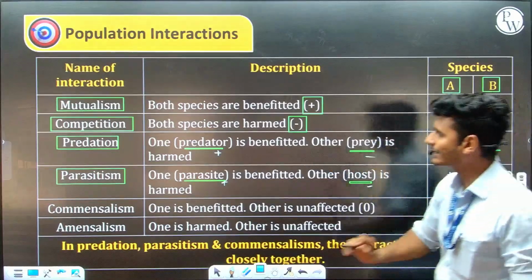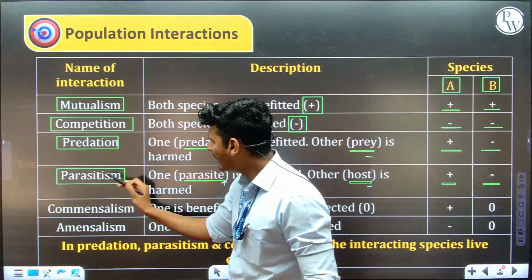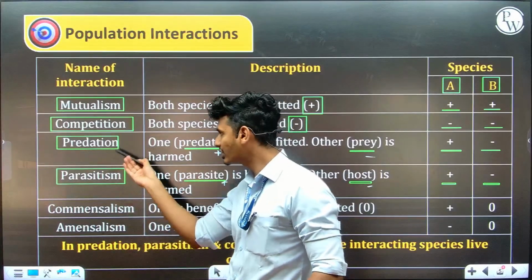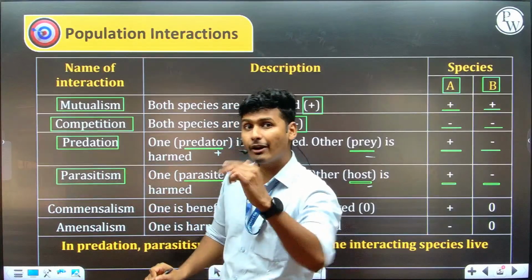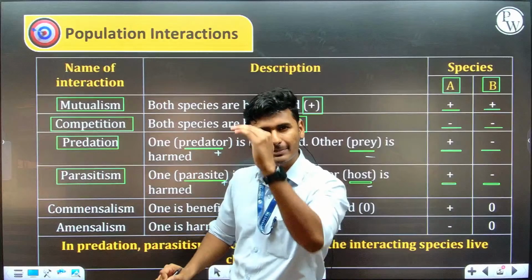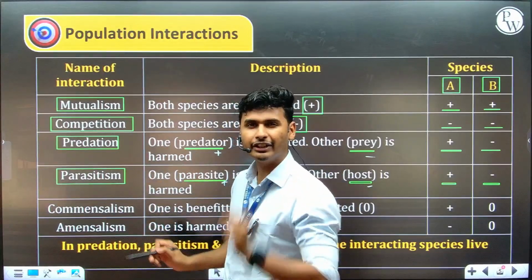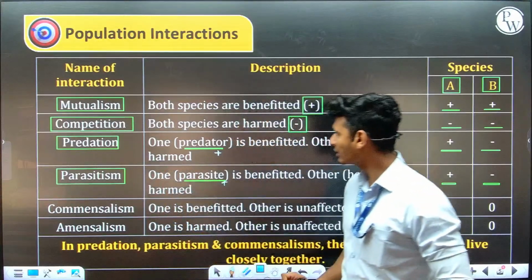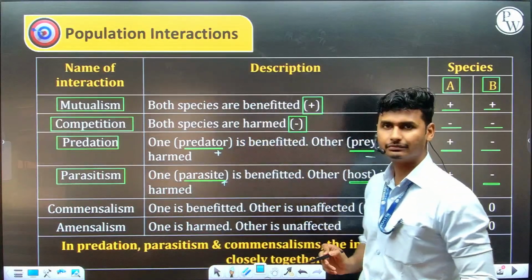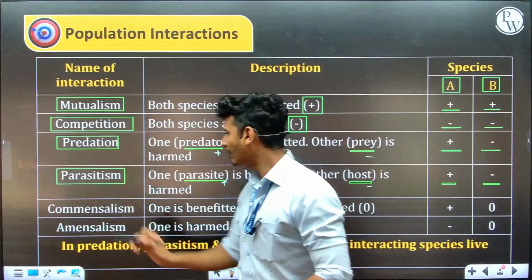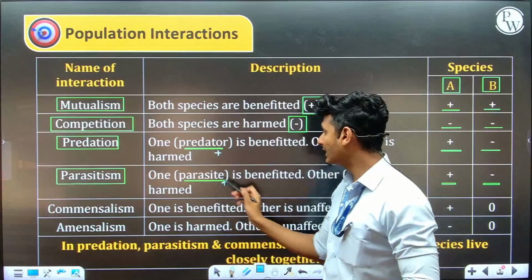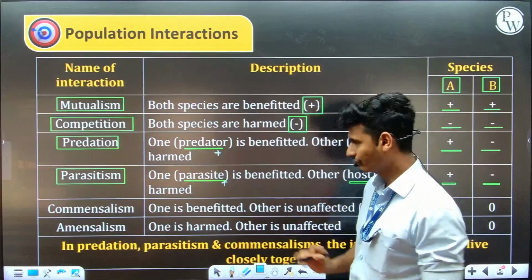This is parasitism. Predation and parasitism both have positive and negative signs. One species benefits, the other is harmed. But there is a minute difference. In predation, there is a predator and prey. And in the case of parasitism, a microorganism is involved, that is a parasite and a host. This is a simple thing.